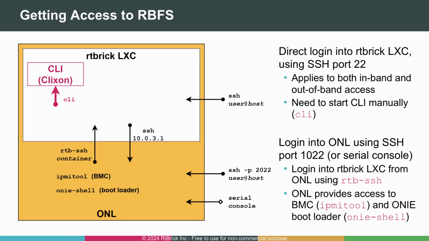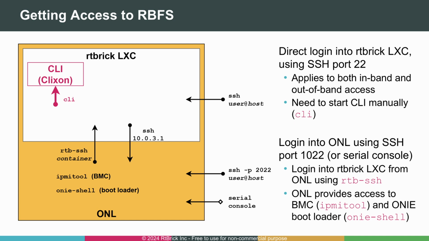Access to the Rtbrick LXC container is provided using the standard SSH port 22 with a username and either password or an SSH key. This applies to both out-of-band access via the dedicated out-of-band management interface and in-band management, if configured. Once you've successfully logged into the container, you can start the RBFS CLI using the CLI command.